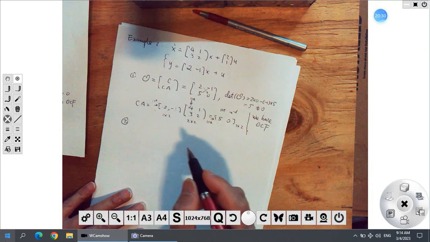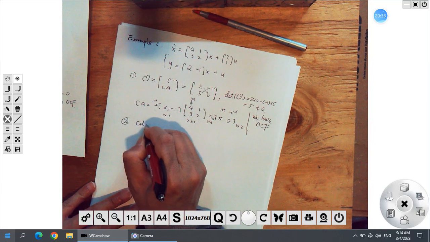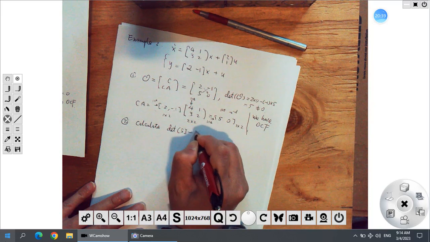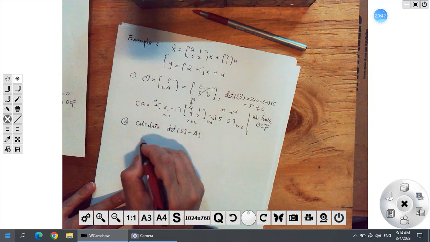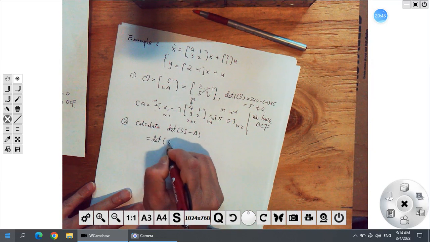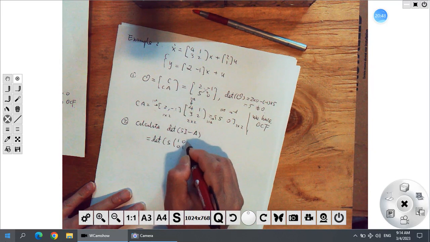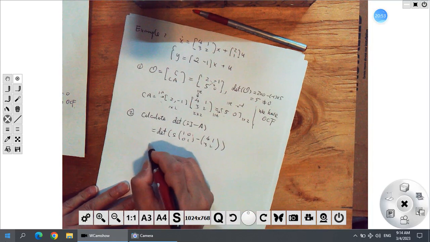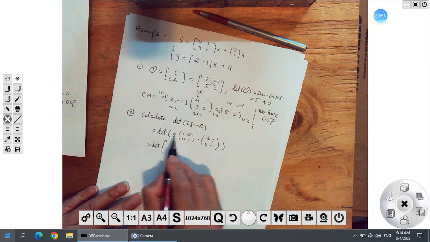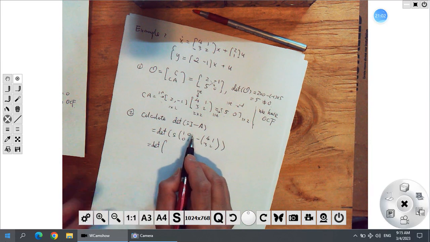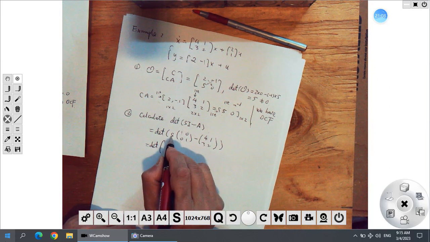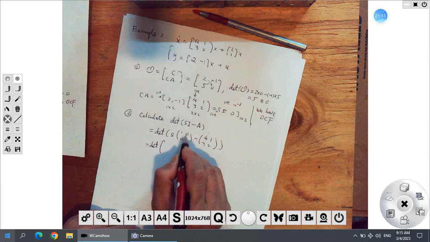Before that, we need to calculate the determinant of sI minus A. So this is the determinant of s times I, where I is 1001, minus A, which is 4132. So s times this one is a number times a matrix, not a matrix times a matrix. Then you use this number times every element inside the matrix.